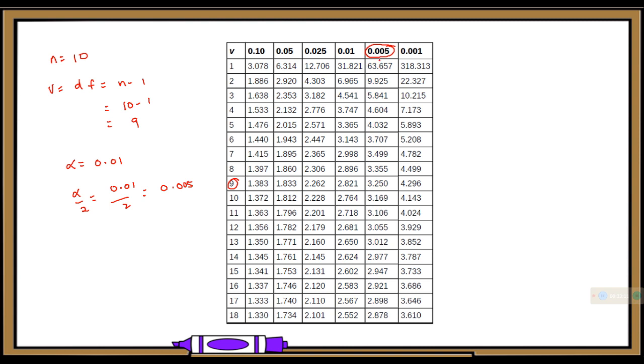Kunin natin yung point of intersection nila. Yan. So, ito po yung point of intersection nila. 3.250. Okay? I hope that was clear. Let's go back to our Excel computation.